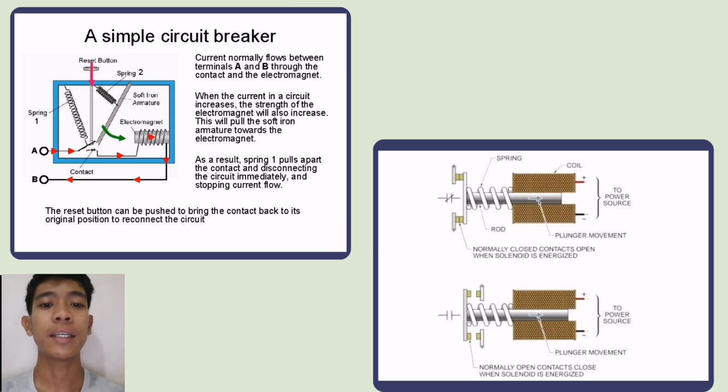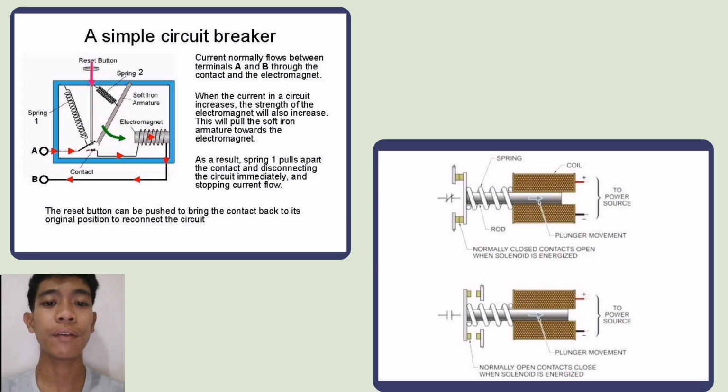How it works. First, in normal operation, current flows smoothly through the wire, shown by the arrow. The contacts remain closed, allowing electricity to pass. The coil produces a small magnetic field, but not enough to trigger anything. The second one is when an overload or short circuit occurs. The current suddenly becomes too high. This high current strengthens the electromagnetic field in the coil.